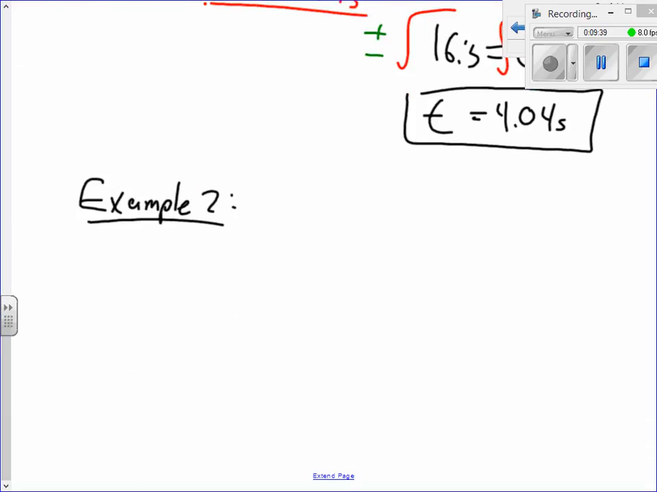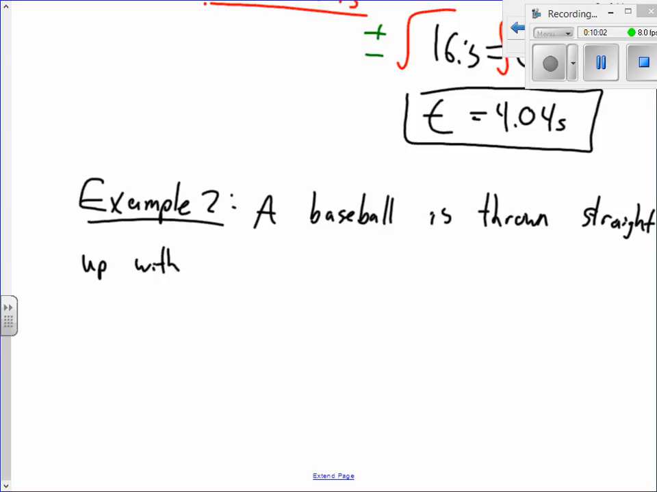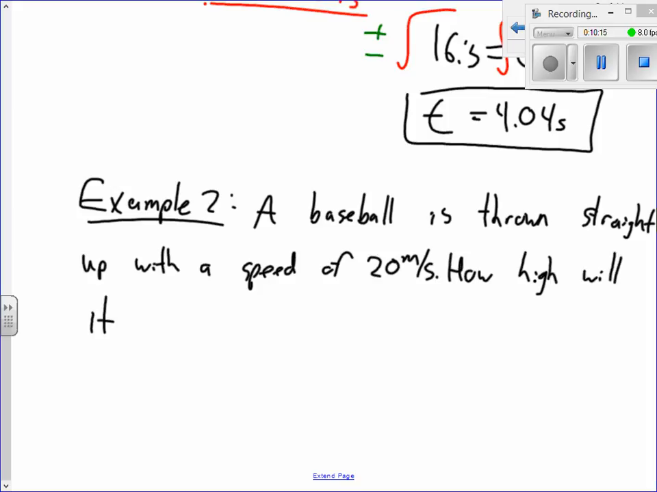Here's example 2. A baseball is thrown straight up with a speed of 20 meters per second. How high will the baseball go?